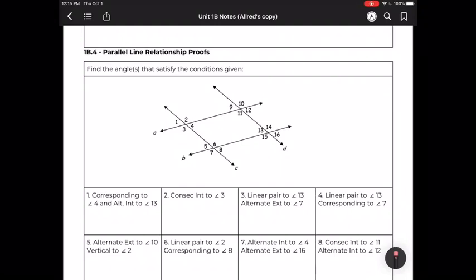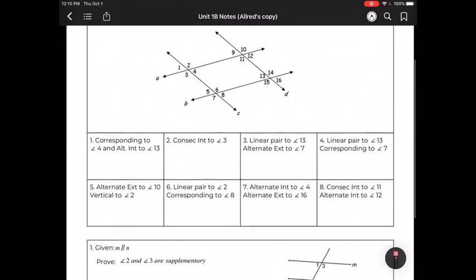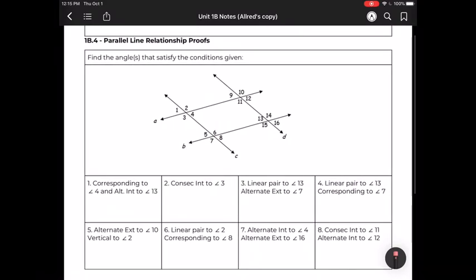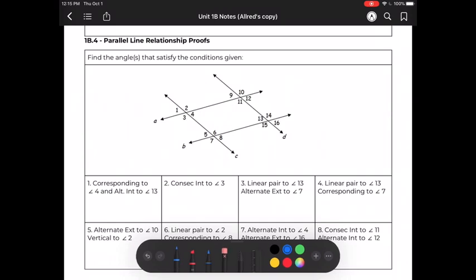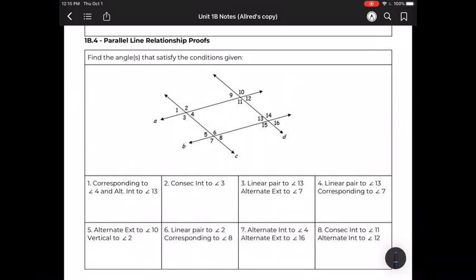In this lesson video for day 1B.4, we are taking a look at parallel line angle relationship proofs again, but we're going to be doing less of the algebra and more of just the relationship proofs. So what we're going to do first is start off with just identifying some relationship angles. And so we're going to find an angle that satisfies each of the given conditions. So let's start with number 1.